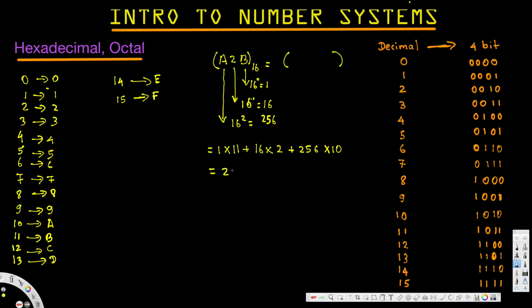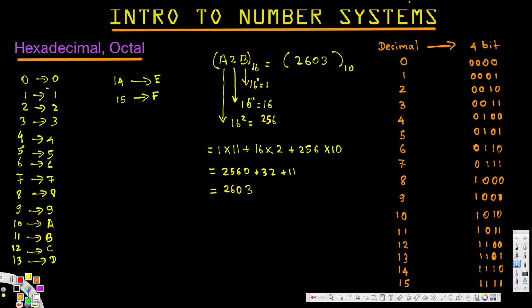256 times 10 is 2560. 16 times 2 is 32. 11 times 1 is 11. If you add these three together, you get 2603. So this is the conversion from hexadecimal to decimal, base 10. 2603 is the conversion.